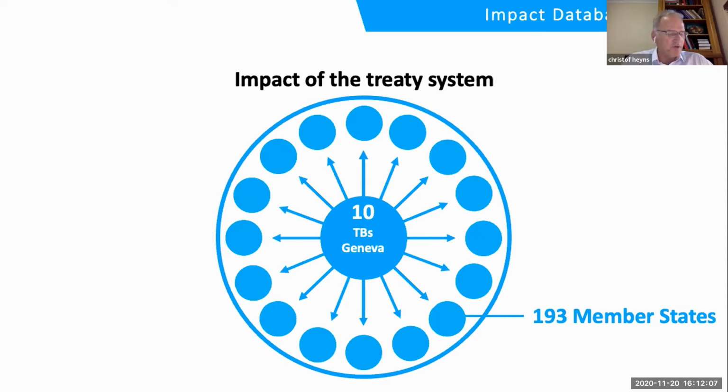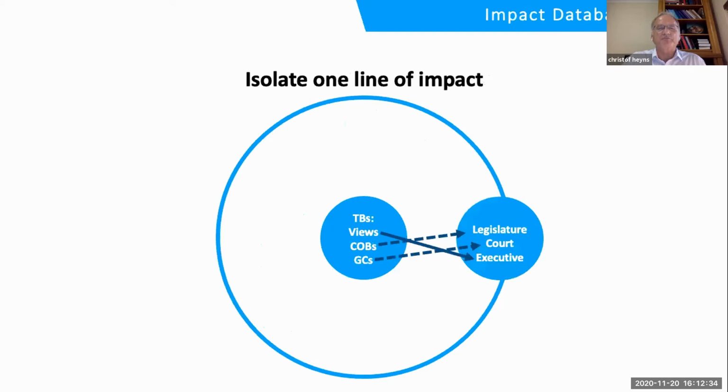So the question is, how can one actually allow the research community, NGOs, and even those within the system itself, within the UN and within states, to understand the system as a whole and get the bigger picture? So one can perhaps visualize the impact of the system as in the center there's Geneva with the 10 treaty bodies, and then the 193 member states of the UN, who are to some extent, to one extent or another, influenced by the treaty system.